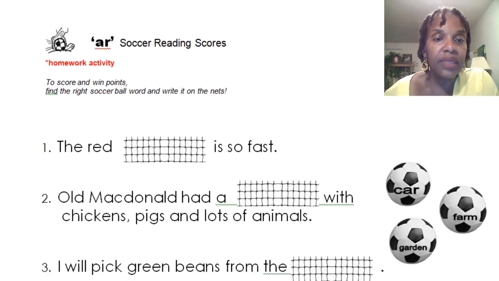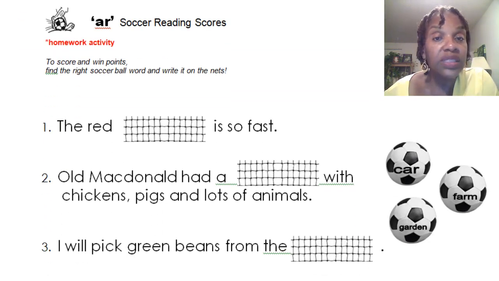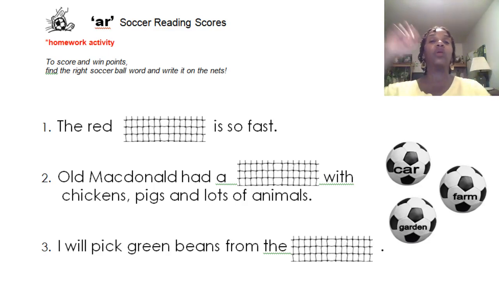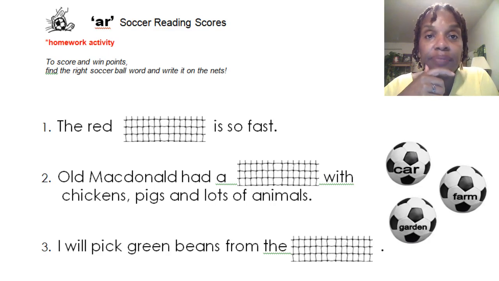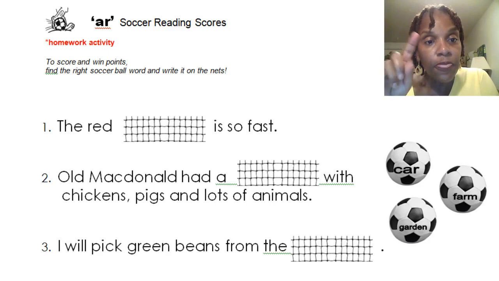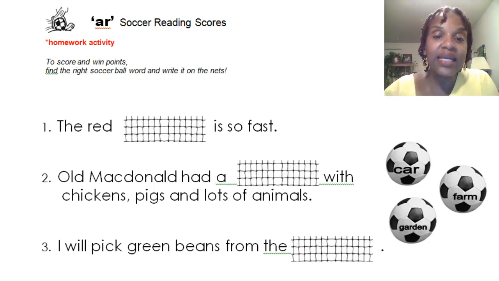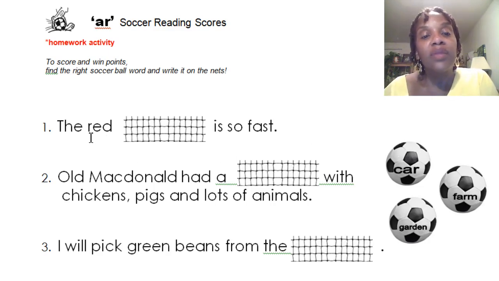All right, so this is more homework. This is more for my levels 2 and 3 students. But again, for my level 1 students, you might need a parent or a reader teacher to help you. To score or win points, you're going to find the right soccer ball, and then write the word that you find on the soccer ball inside the nets. Like number 1, the red blank is so fast. The soccer ball to complete this sentence would be car. The red car is so fast. So you would just write car in the net.